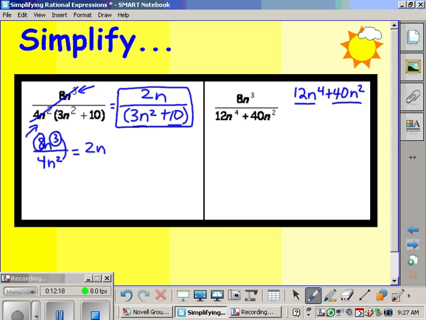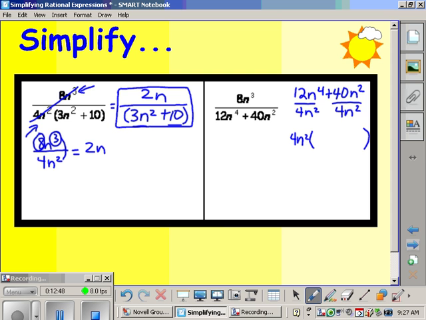So first, you have to think of a number that divides into both 12 and 40, the largest number. And once you do that, you'll realize it's 4. For the variables, the first term has 4 n's, the second one has 2. So you're going to pull out how many they have in common, and they have 2 in common. So we're going to put n squared next to the 4. So we're going to take the 4n squared out, then we're going to simplify the rest.